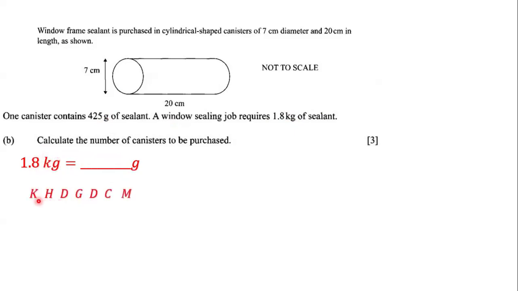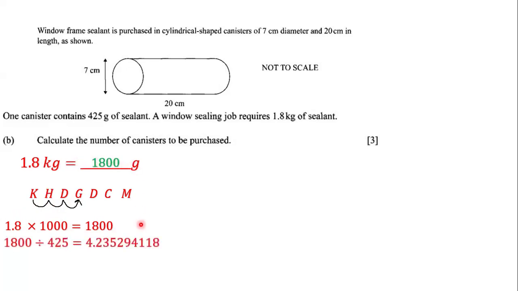In order to do this, we use this acronym, which states: knock him down, Grammy, don't commit murder. Here, the G signifies grams and the K is for kilograms, so we move over from kilograms to grams, 1, 2, 3, three times. Since we move over 3 times to the right, we multiply by 1,000, because it's 3 zeros. So 1.8 times 1,000 gives us 1,800. That means 1.8 kilograms is equal to 1,800 grams.